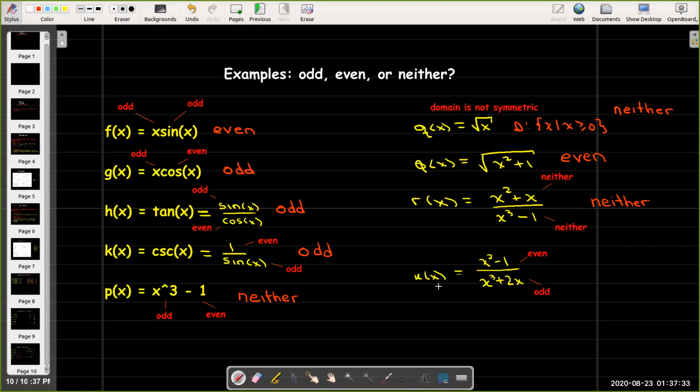And in our last example here, u of x equals x squared minus 1 all over x cubed plus 2x. We have a rational function. The numerator is an even function. The denominator is an odd function. So the quotient is going to give me an odd function.